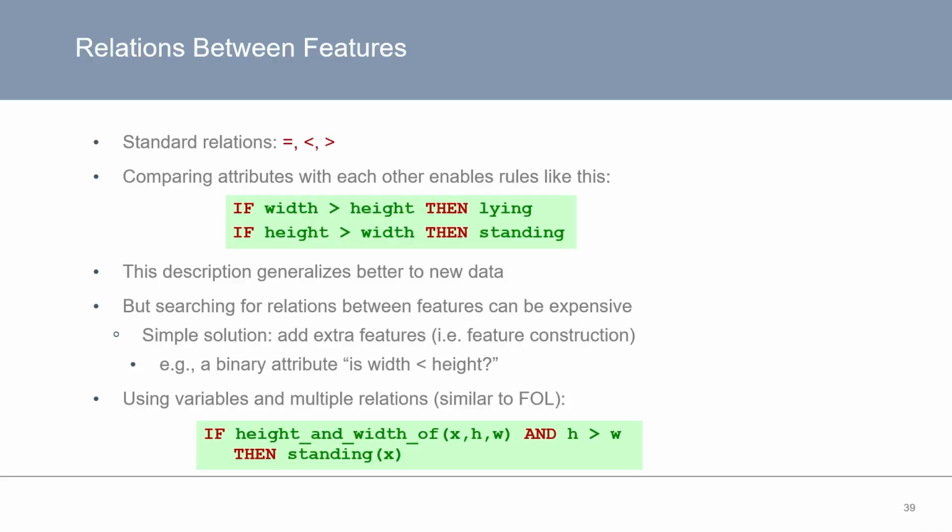For example, if height and width of function x, h, w, and h is greater than w, then the consequent is that a person x is standing. Here, the first condition expression indicates whether we have the height and width of person x, and the second condition asks if their height is greater than width, which is ultimately used to conclude whether person x is standing or not.